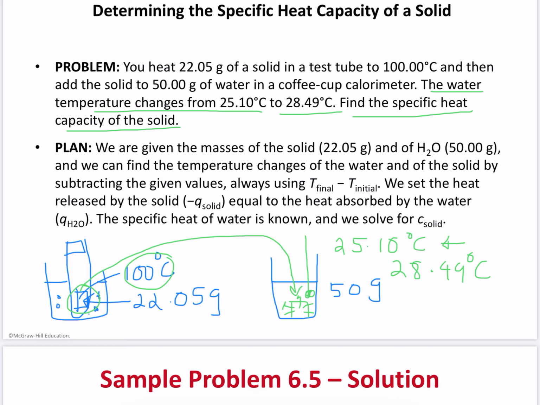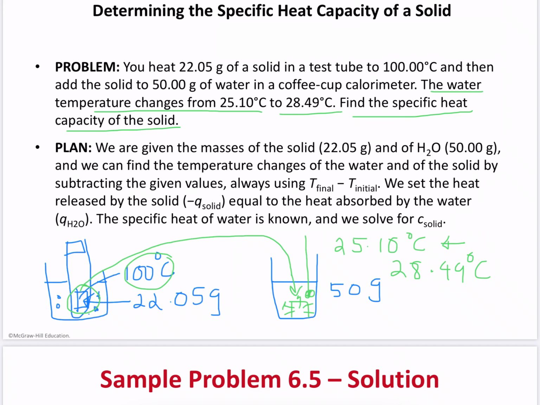Now what's going to be the final temperature of the metal? Remember, you took the metal at 100 degrees Celsius, you put it into the water, and the metal lost heat and reached a certain temperature. The water reached a certain temperature, which is 28.49. At that temperature, water and the metal both have the same temperature. We say that they are at thermal equilibrium. So the final temperature for the metal as well as for the water is going to be 28.49.